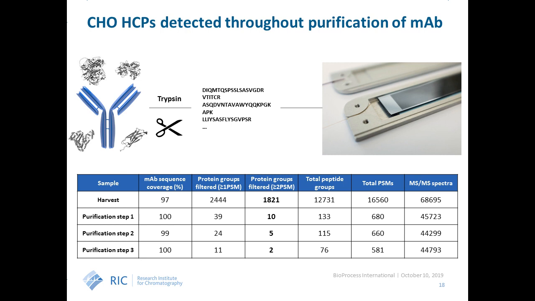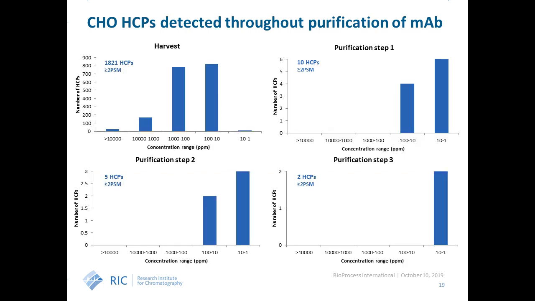Now, semi-quantitation of all these host cell proteins was done by spiking 4 pre-digested proteins at known concentrations in every sample. And afterwards, the MS abundance of these pre-digested proteins was linked to the MS abundance of the identified host cell proteins. And in this manner, we could determine a concentration for the host cell proteins expressed in ppm.